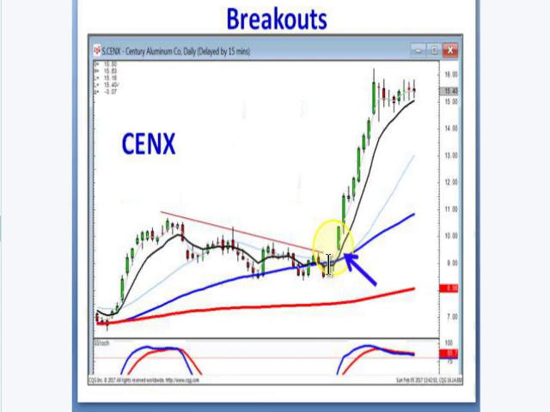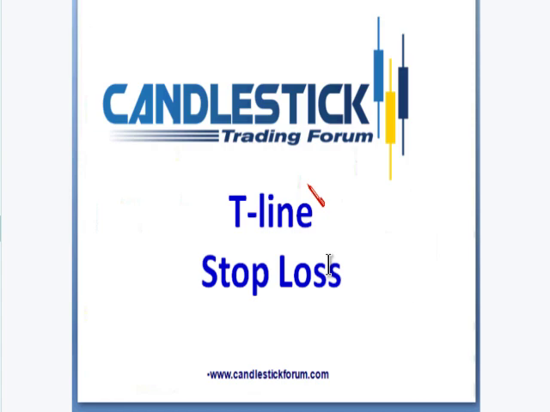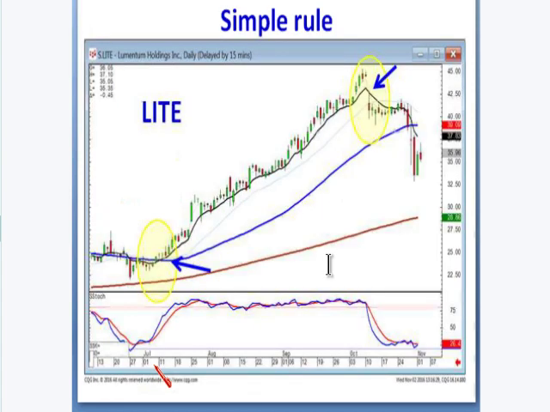The T-line is the 8 exponential moving average. So how do we use the T-line for stop loss? Again, if we see a candlestick buy signal, we can stay long until we see a candlestick sell signal and a close below the T-line. So if we're up here as a doji and they gap it down through the T-line, what's the first thing we want to do? Close out the position immediately and go on to another trade.